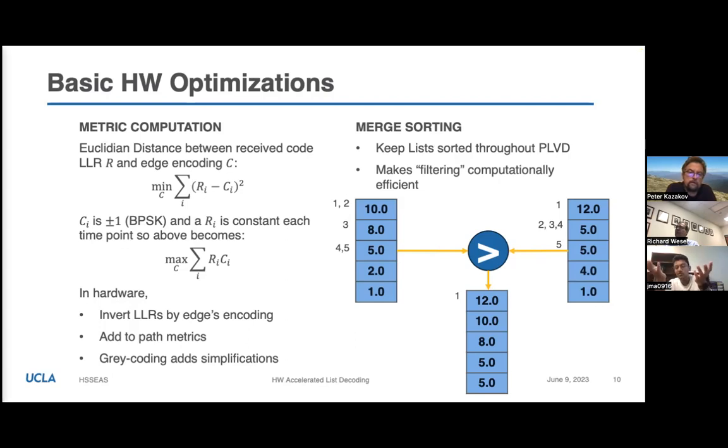And if they're sorted, this becomes easy because we can just look at these two lists, pop the best element off and add it to the next one to pass it forward. Then similarly, in the next cycle, we can just look at the top of these two lists and pop the best one, add it to the ongoing path, and then keep on doing that. So that makes the filtering part really computationally efficient, and this makes the metric part very computationally efficient in hardware.